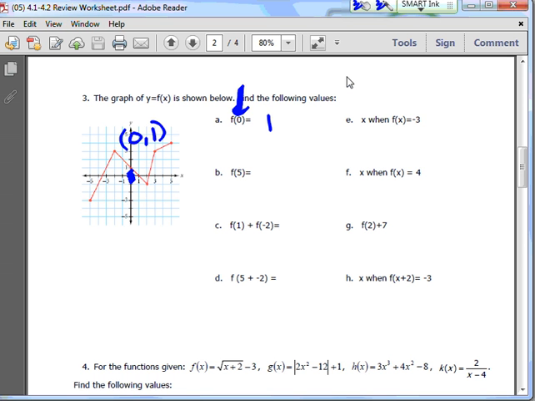All right, moving on to B, f of 5. For f of 5, I'm going to put in x is 5. x is 5 right here. So I follow that up. That's the point I want. All right, good enough. You should probably be able to figure it out from there.